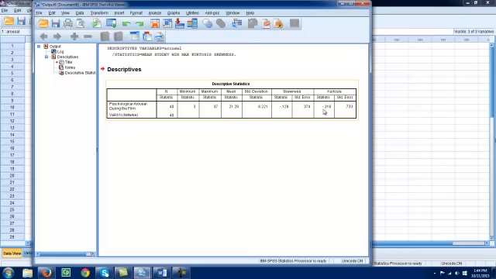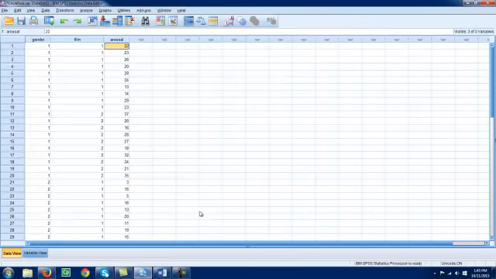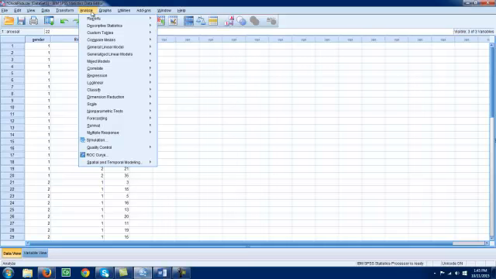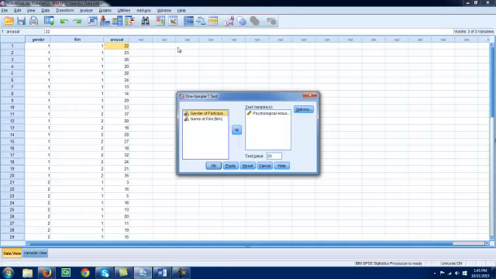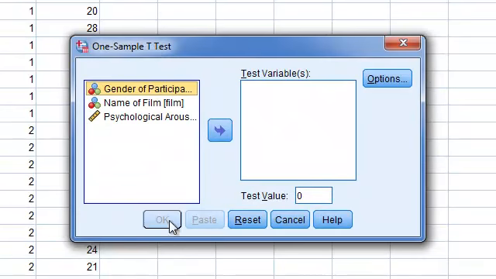We'll go a little bit further than that. But for now, we know that we're good and we can run that one sample t-test. So go to Analyze, Compare Means, One-Sample T Test. I'm going to reset this. This is what your box will look like when you pull it up.